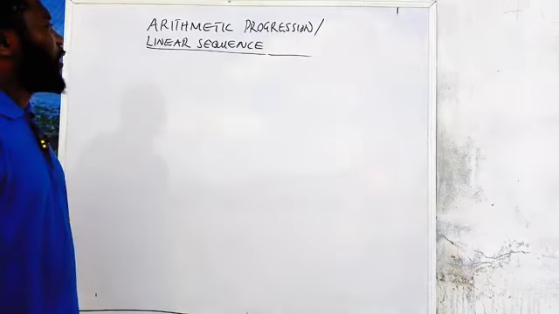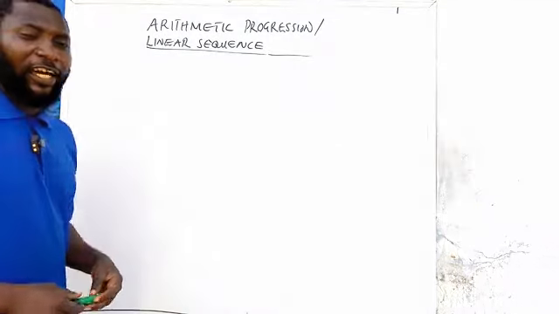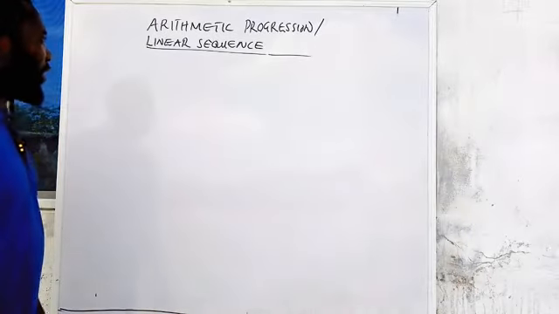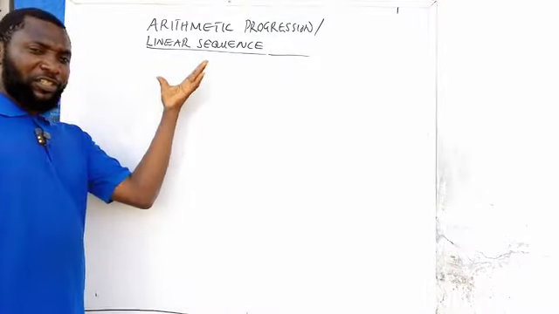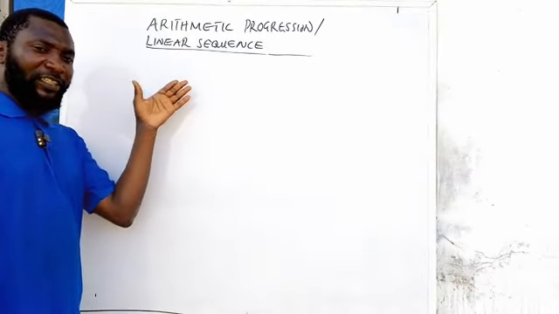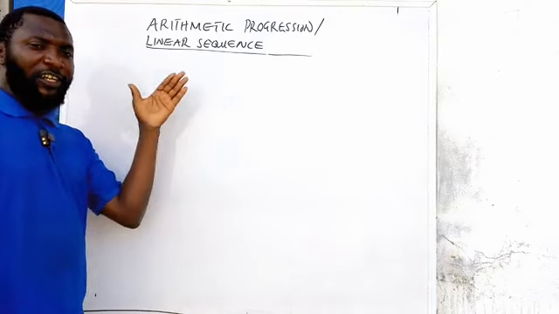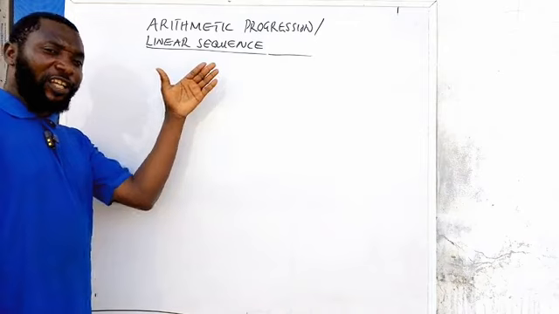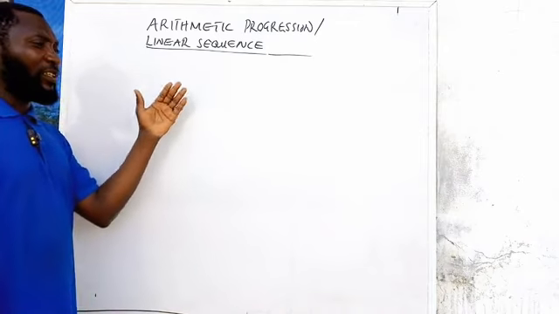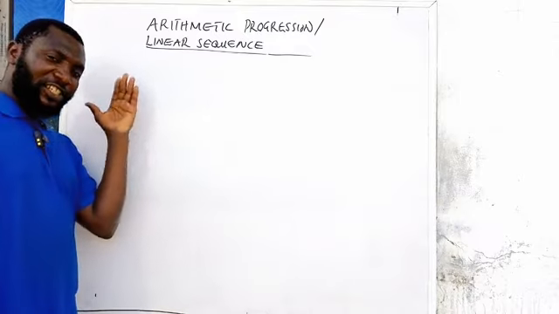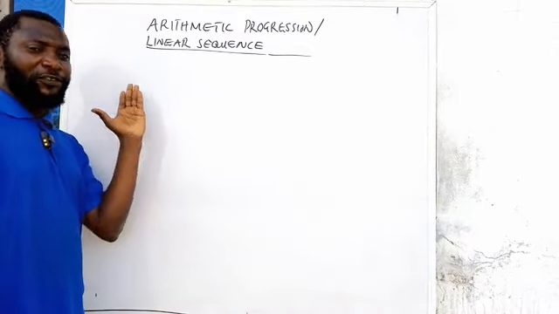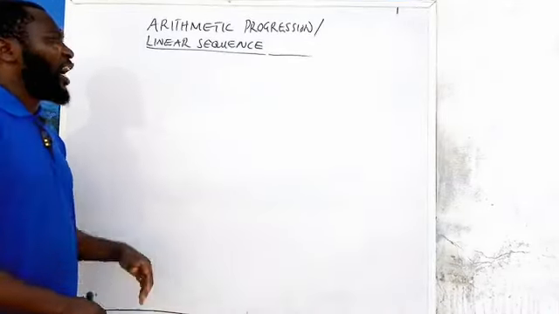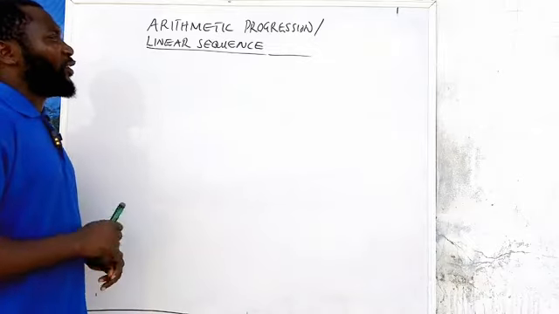So in this lesson, we want to focus on arithmetic progression. Just to remind us again, arithmetic progression or linear sequences are sequences that are generated by addition of a positive or negative number, and sometimes it may be an expression, depending on how the question is given.